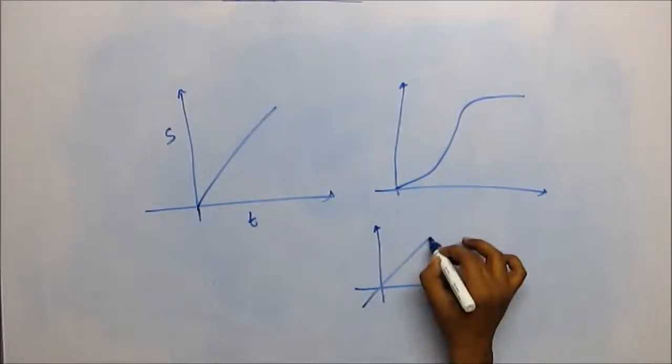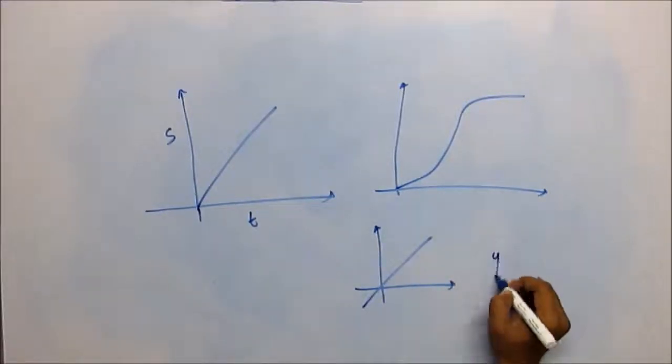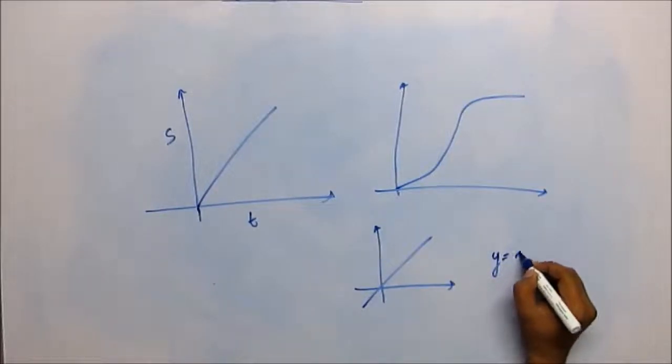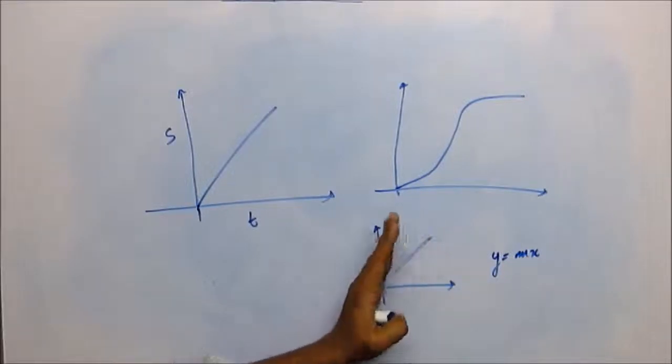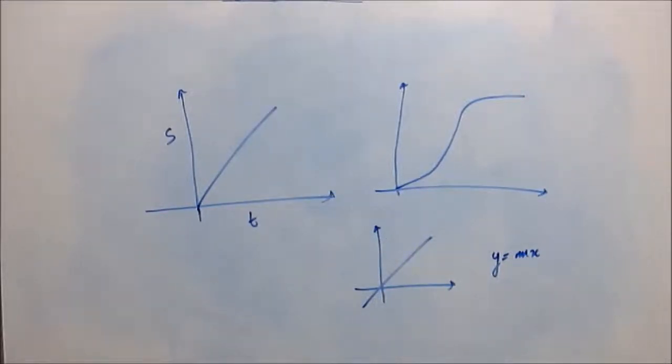Suppose there's a line like this. Now the general equation for this line will be y is equal to mx. Now this m can be anything depending upon the slope of this line. Like it could be y is equal to 2x, y is equal to 3x, y is equal to 4x, whatever it is, but it will always be of the form y is equal to mx.